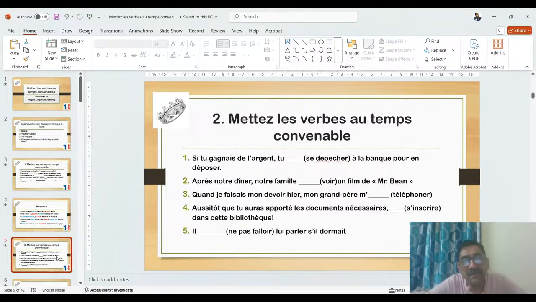Aussitôt que is always followed by future anterior. The other one will be either future or imperative. Now look, the clue for imperative is the exclamation mark. Do you see the exclamation mark in the fourth one? And then the final one is si plus imperfect, it gives conditional.